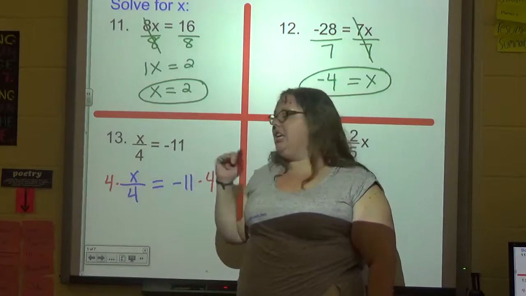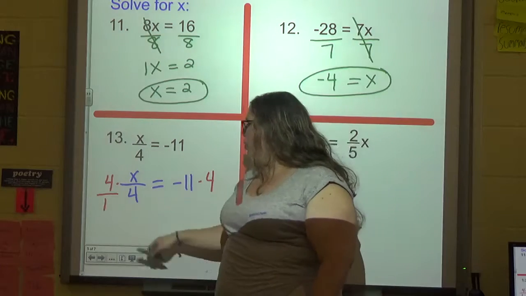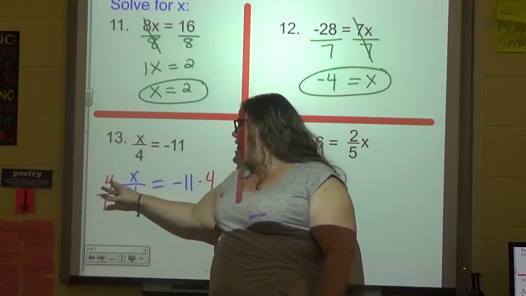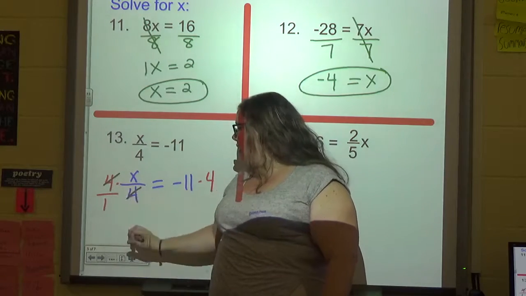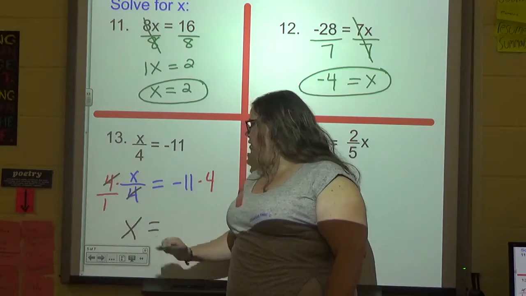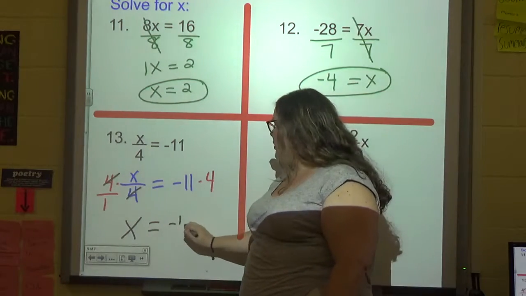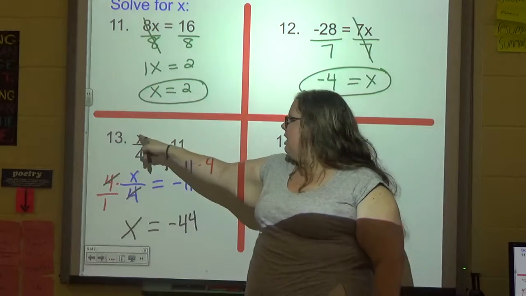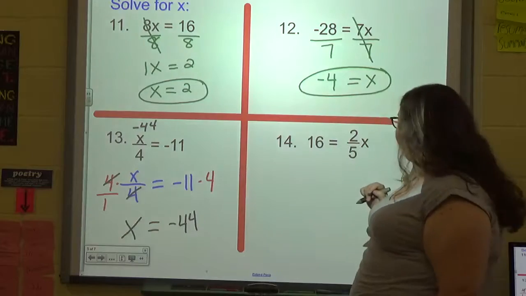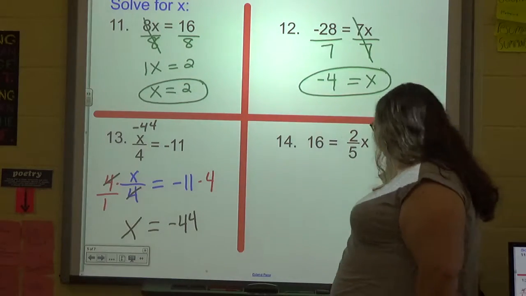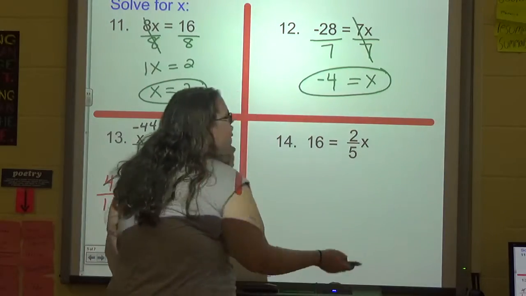Now if it helps, think of it as 4 over 1. When you have fractions multiplying, the top and the bottom number can cancel out. So we're just left with x. And then negative 11 times 4 is negative 44. And that makes sense. Think about it. Negative 44 divided by 4 is negative 11. Alright, last one on this slide. Wasn't that easy?